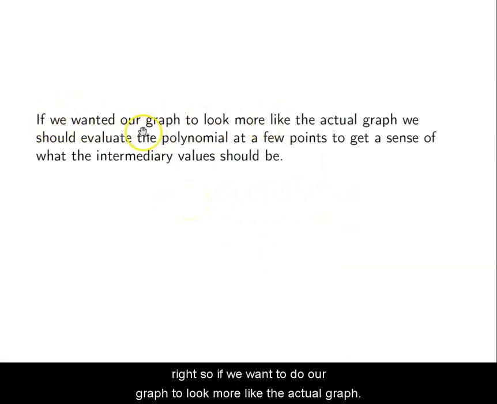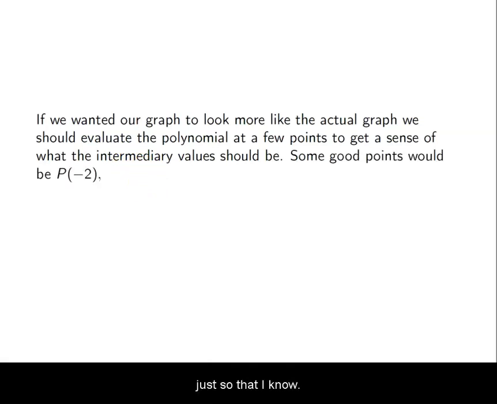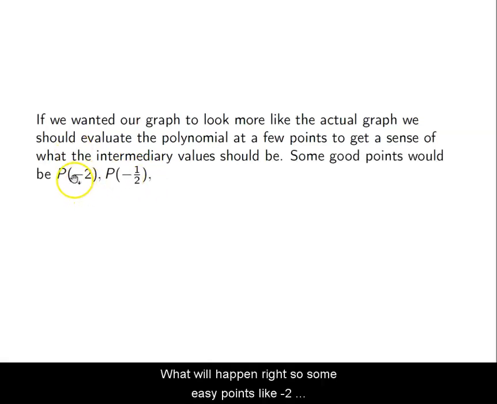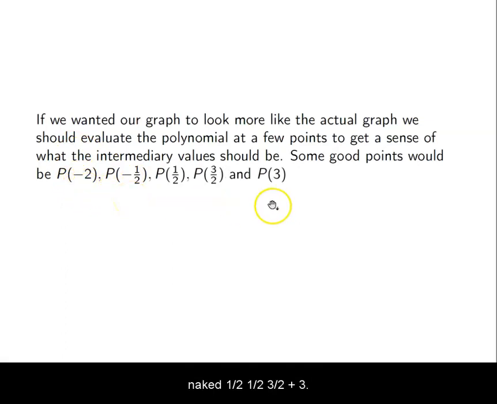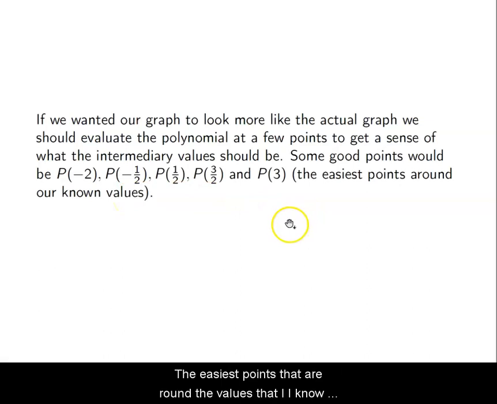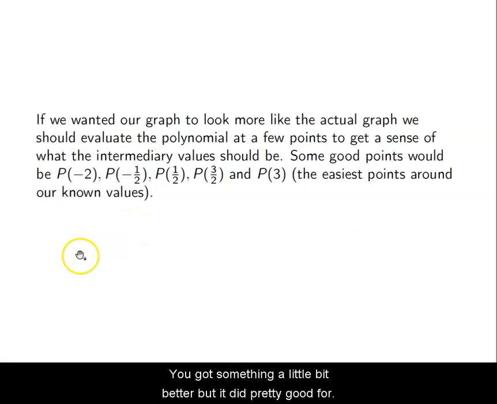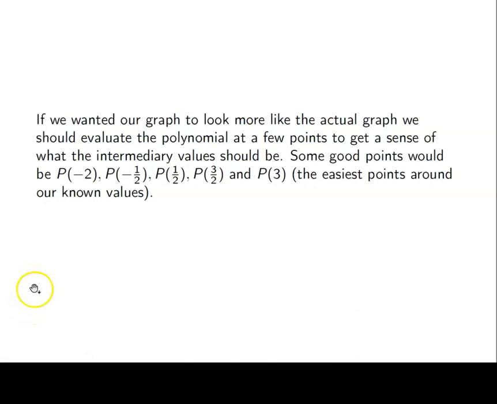So if we wanted our graph to look more like the actual graph, evaluate the polynomial at a couple of the interim points just so that I know what will happen. Some easy points like -2, -1/2, 1/2, 3/2, and 3. So the easiest points that are around the values that I know are happening. I could have got something a little bit better, but we did pretty good for the knowledge that we have being applied to graphing by hand.